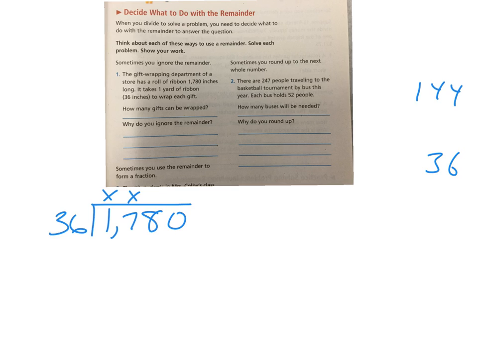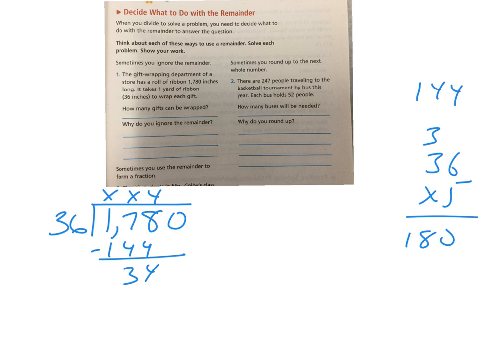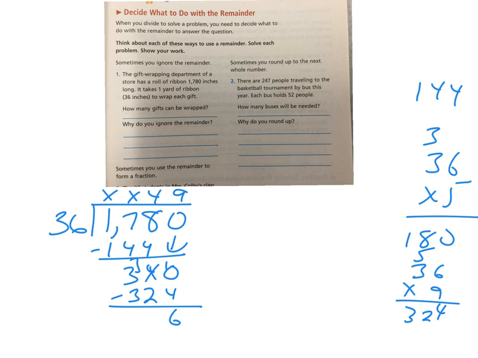Let's go 36 times 5, just to make sure. Okay, yep, 5 is too big, so we're going to go 4. 36 times 4 is 144. I subtract, I get 34. 34 is less than 36, bring down the 0. And 36 times 9, I'm guessing, is 324. Yep, times 9. Subtract, and I get 6.